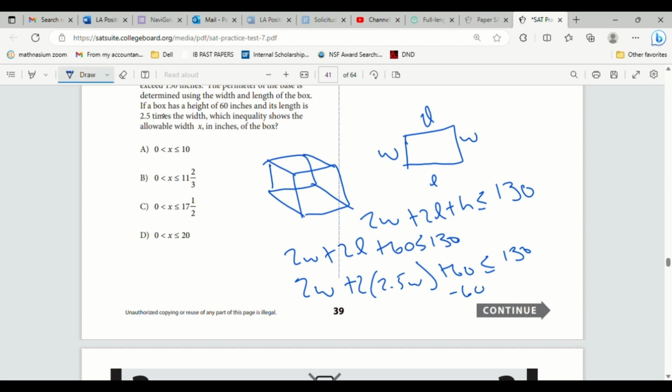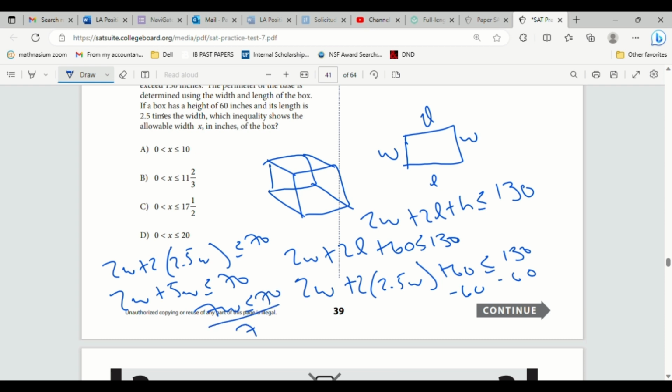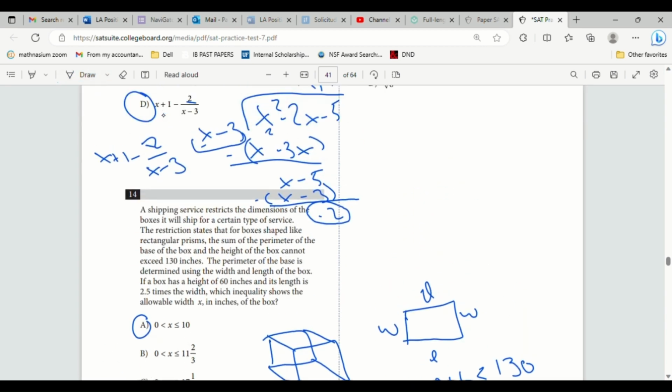So we have minus 60 for both sides. And then that leaves us with 2w plus, sorry, not 2l, 2 times 2.5w less than or equal to 70. Multiply this out, so 2w plus 5w less than or equal to 70. That is 7w less than or equal to 70. Divide everything by 7, we get w is less than or equal to 10, which is A. That's the only interval that works.